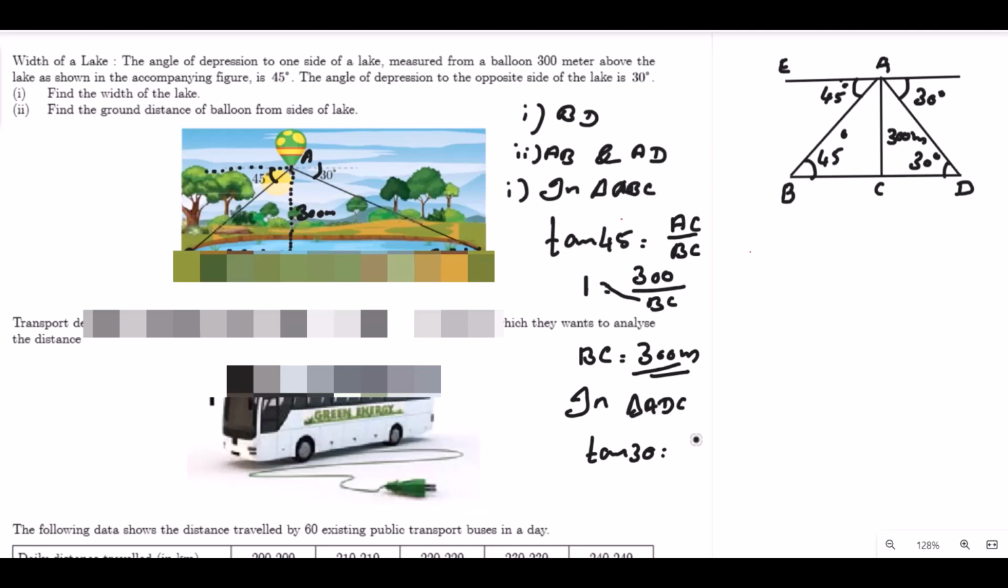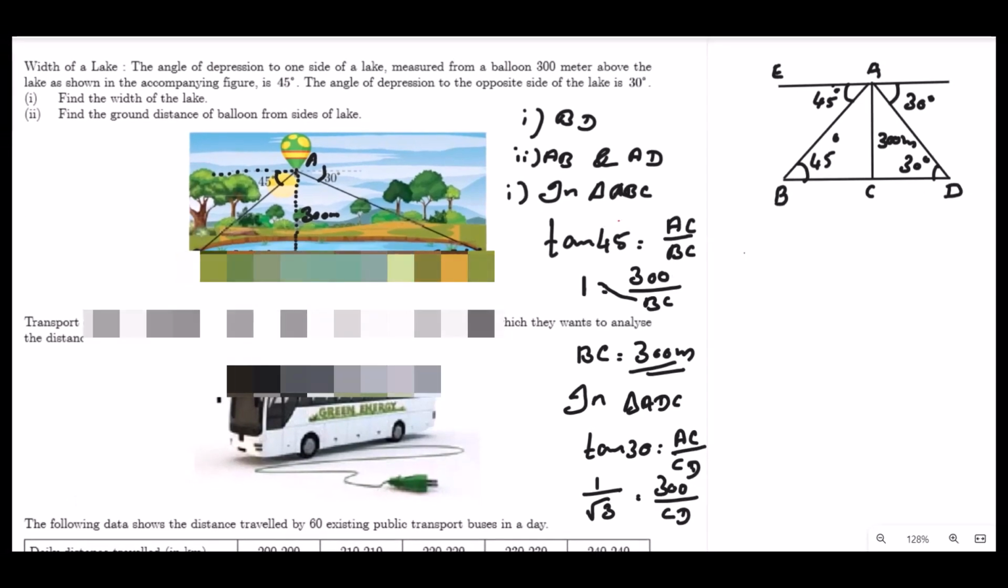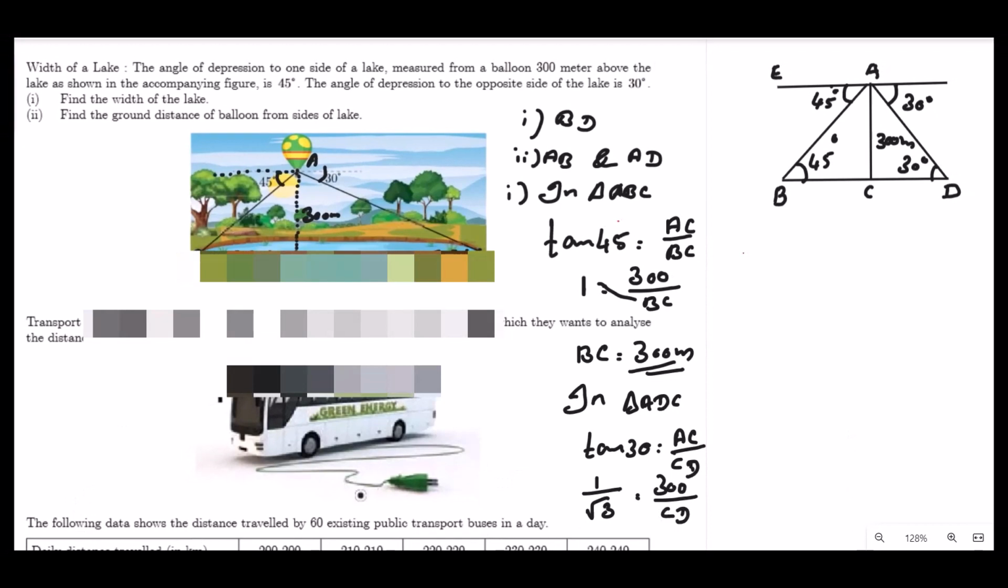So tan 30 is equal to opposite, which is AC, divided by CD. Now what is tan 30? Tan 30 is equal to 1 by root 3, which is equal to AC, that is 300, upon CD. We need to find CD. Now just cross multiply. We get 1 into CD is CD. CD is equal to 300 root 3 meters. So the length of CD is 300 root 3 meters.